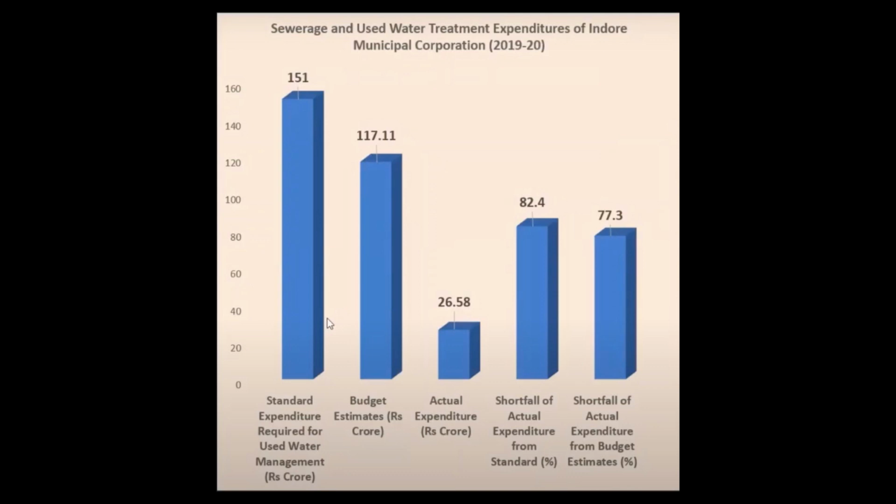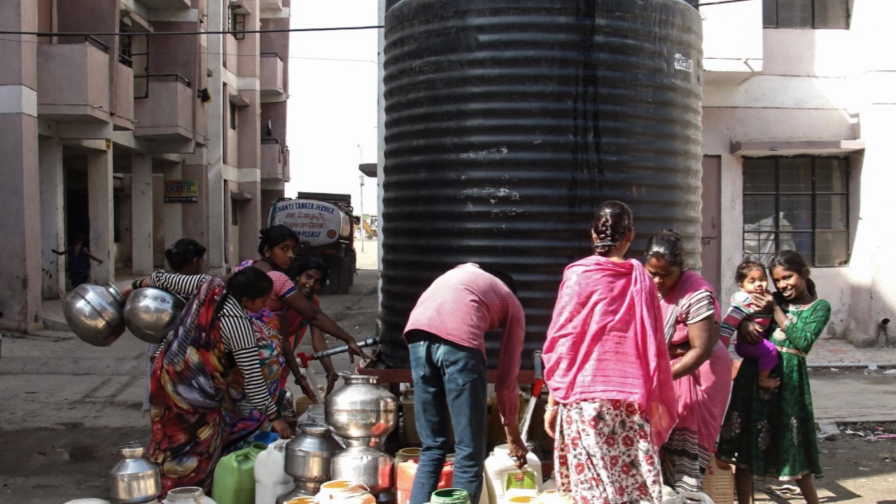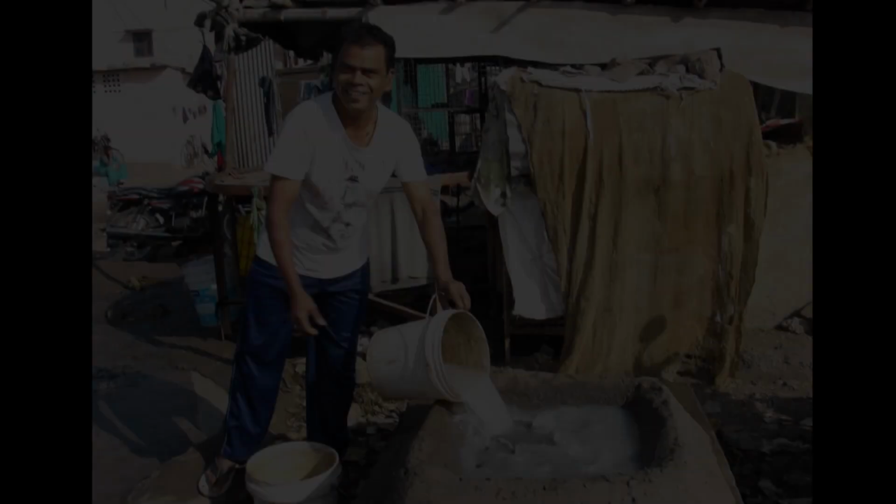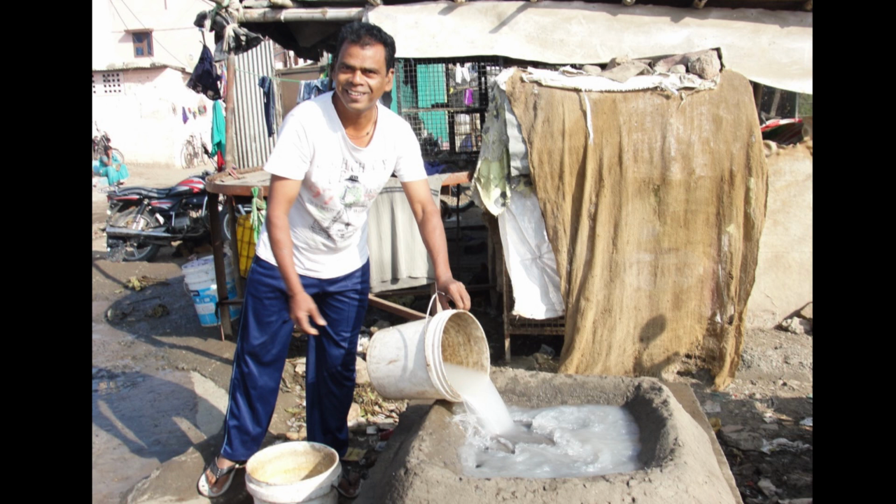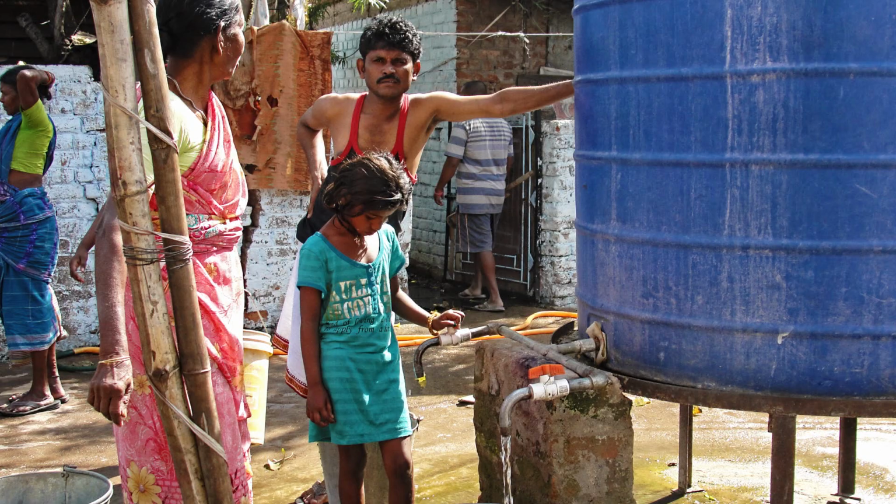Consequently, like in the case of centralized water supply earlier, centralized used water management too is financially unviable. This is the case throughout the country and is mainly due to the inability of the urban local bodies to recover costs of water services from user charges and raise revenues through property taxes.